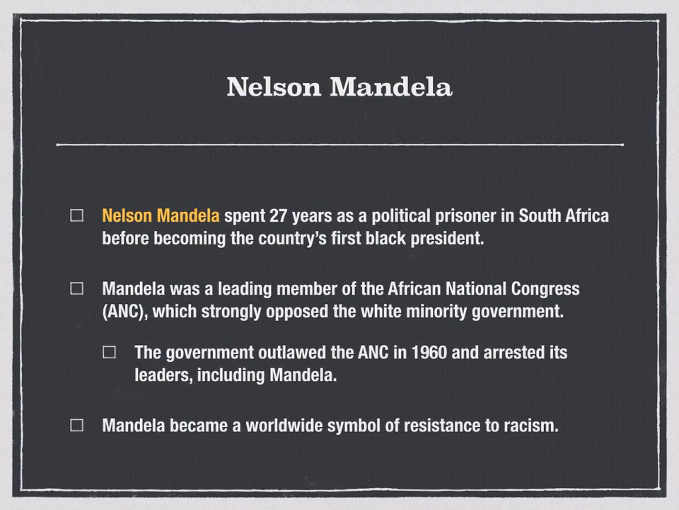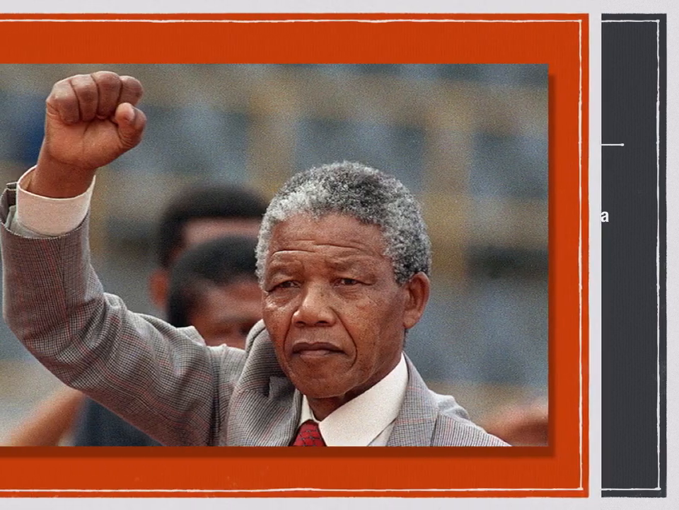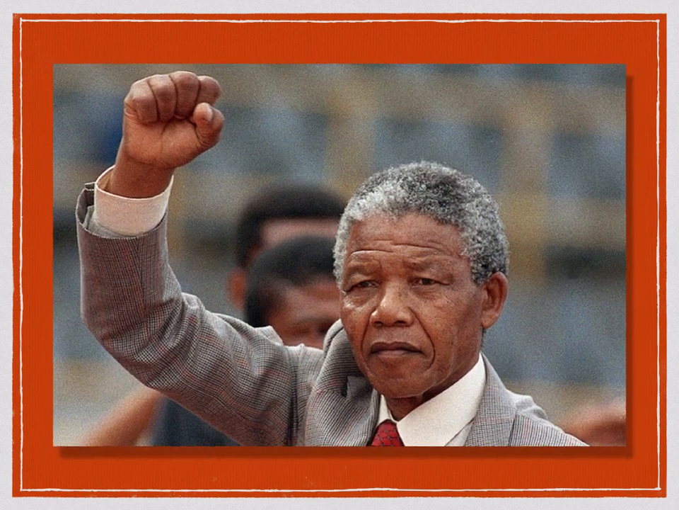Nelson Mandela. So who was Nelson Mandela? He spent 27 years as a political prisoner in South Africa, eventually becoming the country's first black president. He was also a leading member of the African National Congress, which strongly opposed the white minority government for many years. The government had outlawed the ANC in 1960 and arrested its leaders, including Mandela. Over the years that he spent in prison, he became a worldwide symbol of resistance to racism. And there you have a picture of Nelson Mandela.